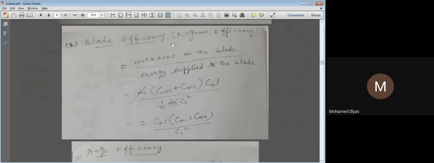So blade efficiency or diagram efficiency is work done on the blade by energy supplied to the blade.